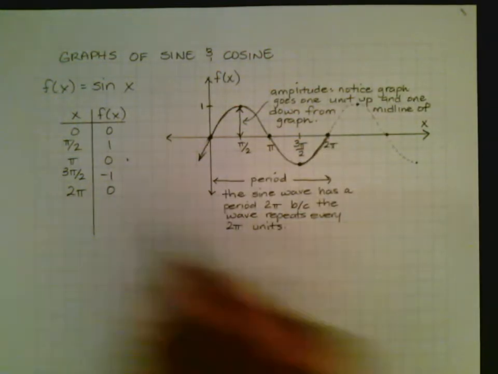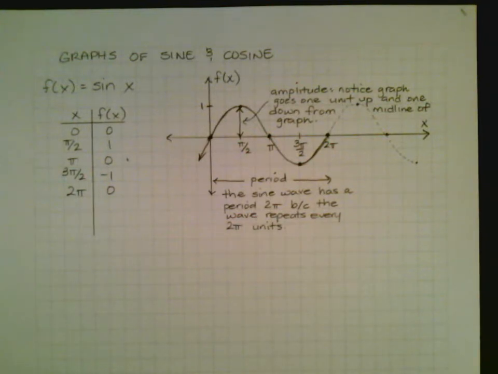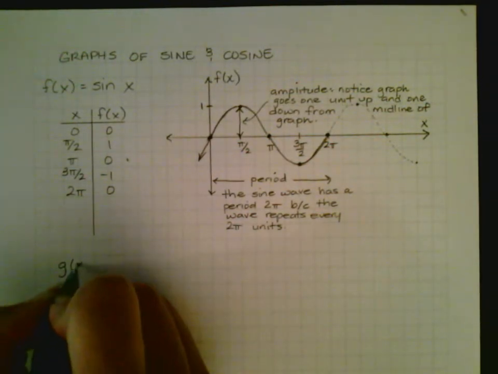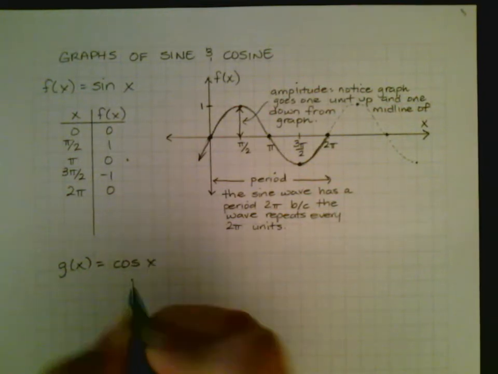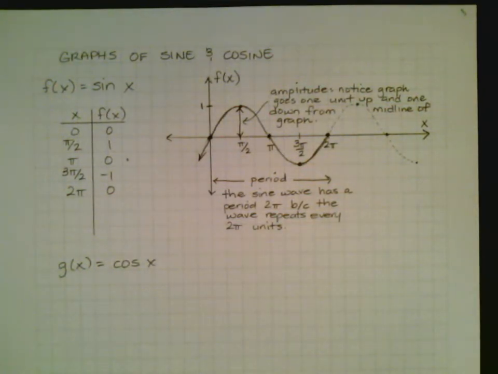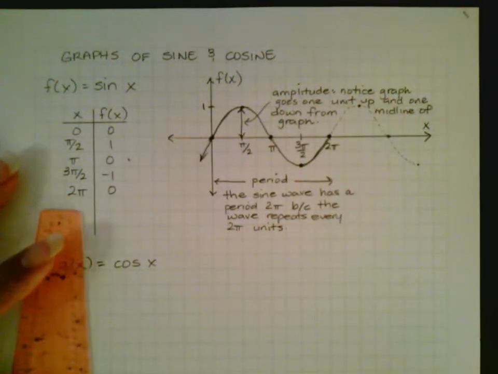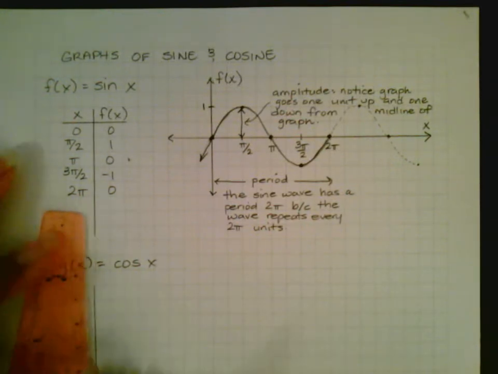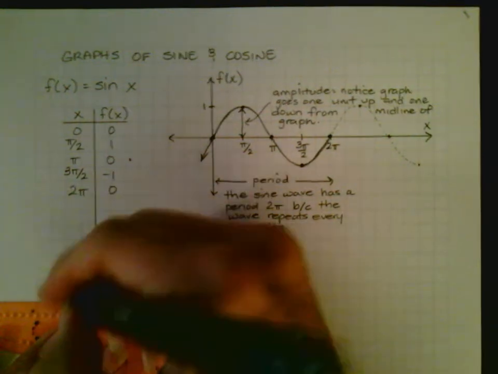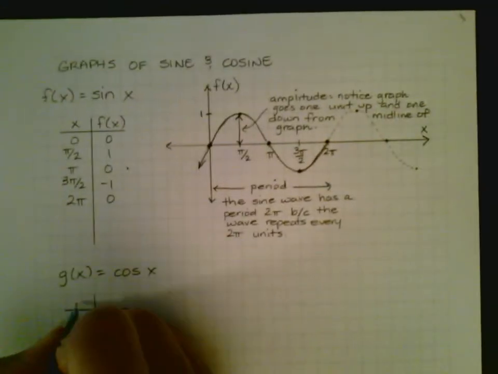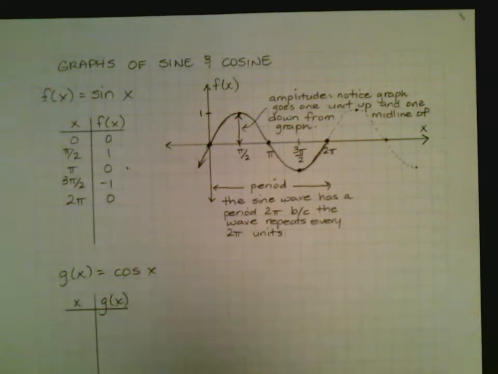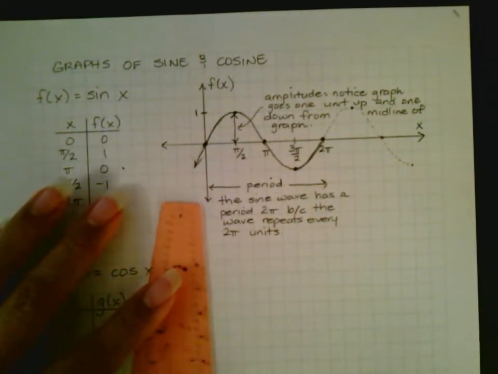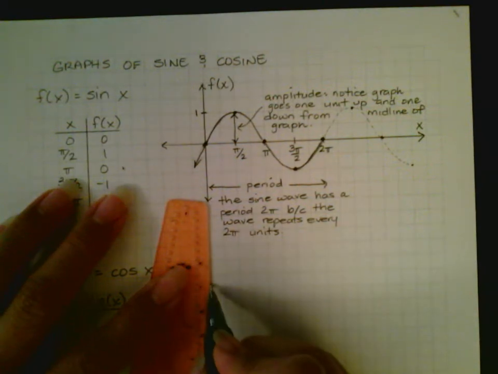So we're going to do this same thing now for the cosine graph, and we're going to call the cosine graph g of x in this case, where g of x equals cosine x. So go ahead and create a table of values and the graph for cosine. Create an x and y value table, with x and g of x, calling cosine g of x, and construct a coordinate plane for our graph.